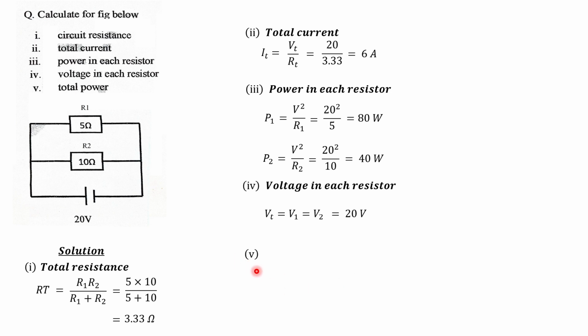Let's move on with the last one, which is V, and we have to calculate for the total power. PT, the total power, is equal to IV, where I is the supply current or total current, and V is the supply voltage or total voltage. When you multiply the supply current by the supply voltage, we get the total power. So we have 6 times 20, and that gives us 120 watts. So the total power is 120 watts. I hope you understand.